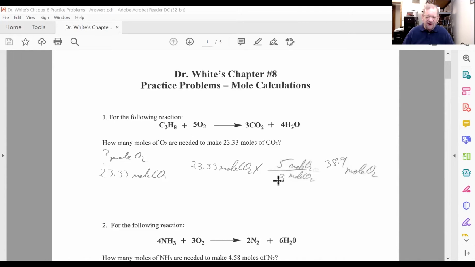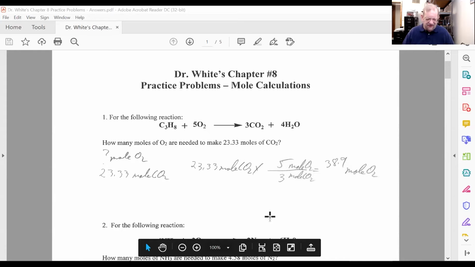These are exact numbers. Therefore, this is 4 significant figures. My answer is wrong. Oh no, I made a mistake. That's wrong. It should be 4 significant figures. Oh, there goes my perfect score.